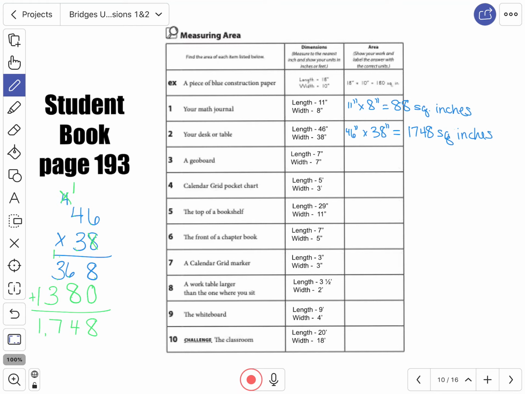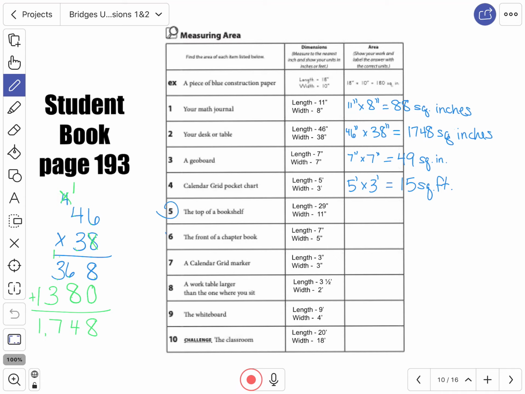All right. So a geoboard, that one is interesting because notice that it is a square, all right? So your geoboard would be 7 inches times 7 inches. Well, that's easy. 7 times 7 is 49 square inches. Okay, I will do 1 more with you, and then you're going to do the rest on your own, okay? All right, so the calendar grid pocket chart. Now this one is a little different because it is in feet and not inches, okay? So the length is 5 feet times 3 feet. Our pocket chart for calendar for number corner is pretty big. 5 feet by 3 feet, that is 15 square feet, or 15 feet squared, okay?